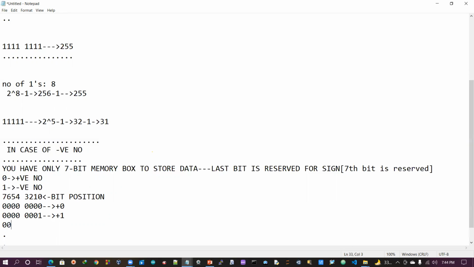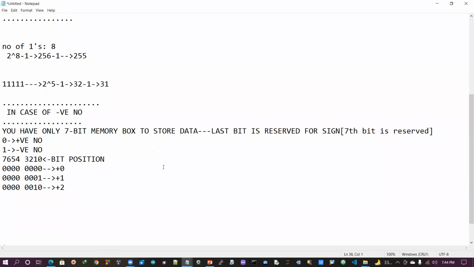Again, I'm writing 0, 0, 0, 0. Next 0, 0, 1, 0. Now which decimal number does it indicate? Plus 2. Yes. But then, shouldn't plus 1 be minus 1? Yes, just wait. All these are related to positive numbers, Kaushik. So what should be the last one? 0, 1, 1, 1, and here 1, 1, 1, 1. Hope you will never forget.